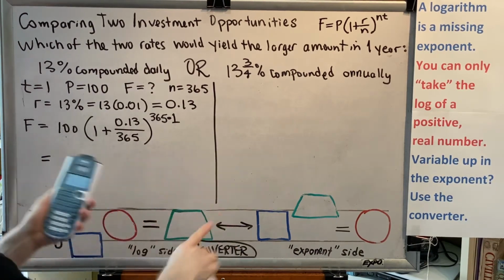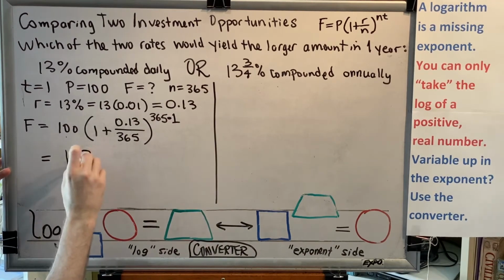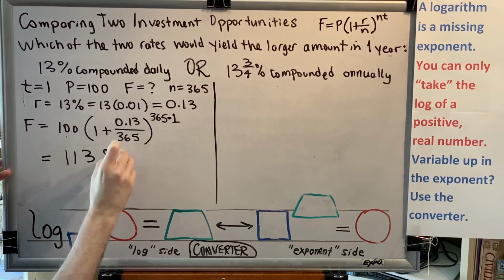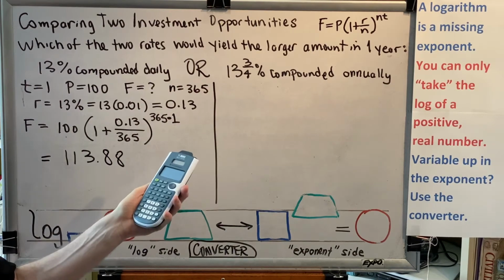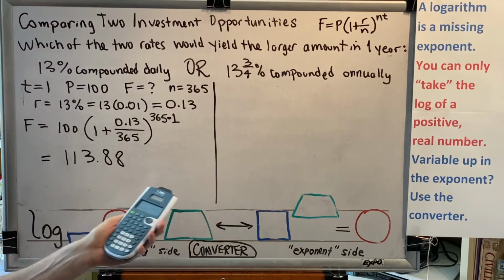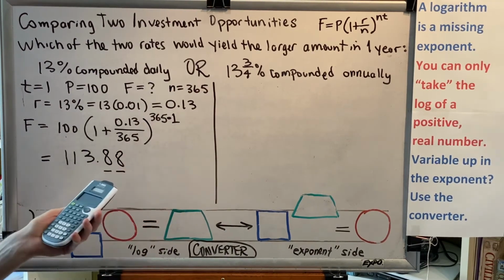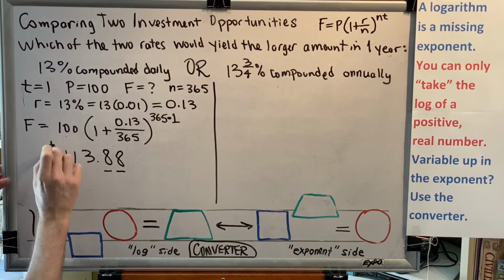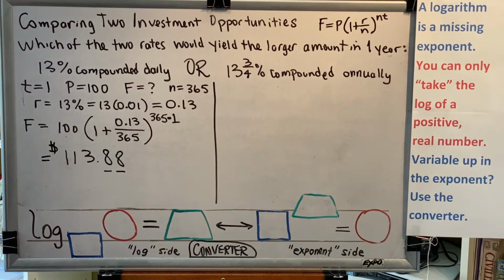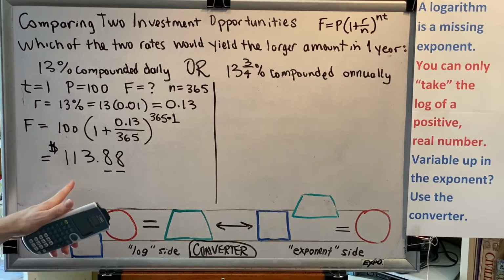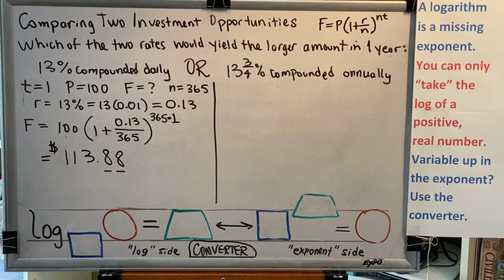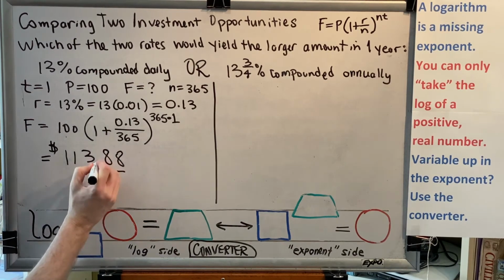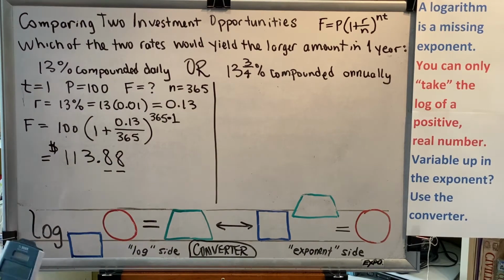We get the value 113.8802025. And because we're dealing with money, we round to 2 decimal places, so we get $113.88. So we started with 100, and a year later we have $113.88. All right, let's now try our other opportunity.